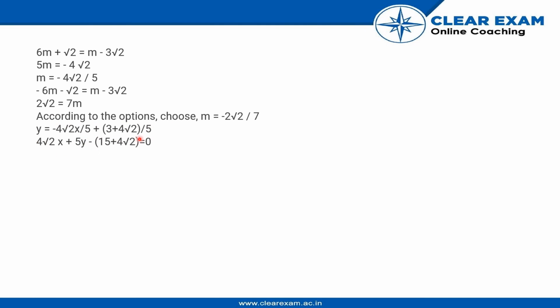Once we have that, we put in the slope value in the equation to get the equation to be 4 root 2 x plus 5y minus 15 plus 4 root 2 is equal to 0.